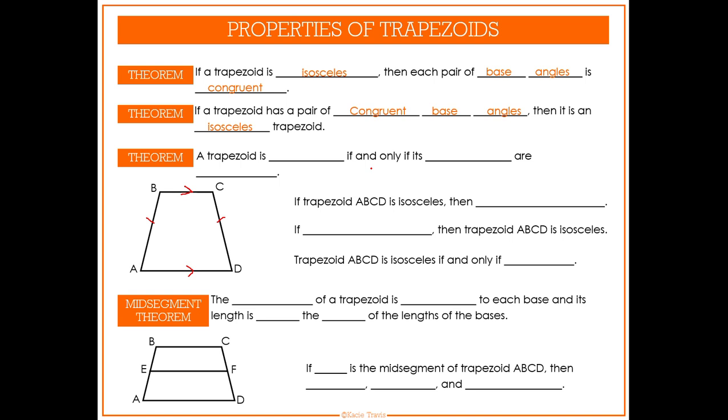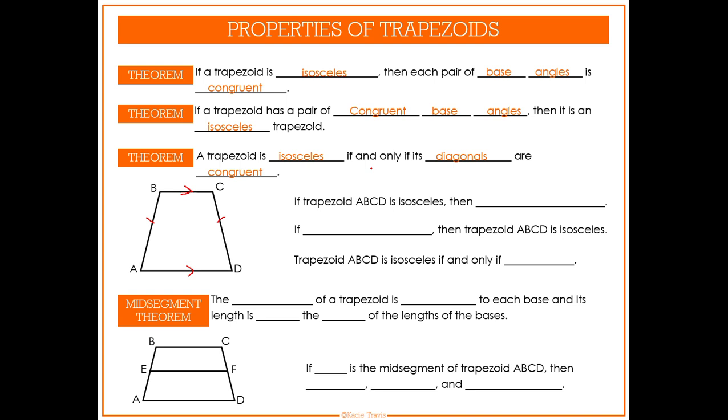All right, final theorem we got here for the regular version of the trapezoid. A trapezoid is isosceles if and only if its diagonals are congruent. So this is another little thing that'll help us know if these things are isosceles.